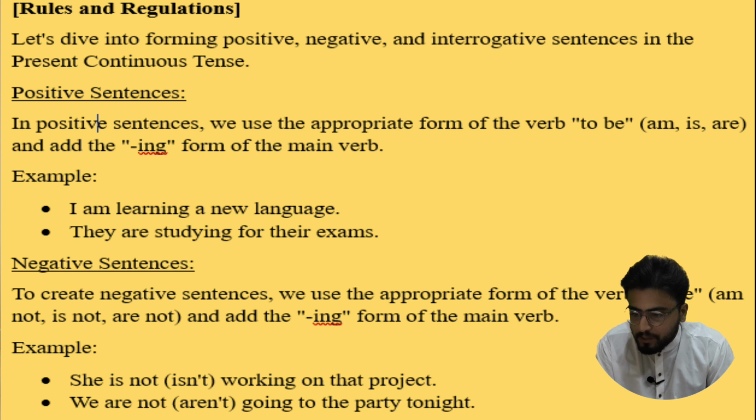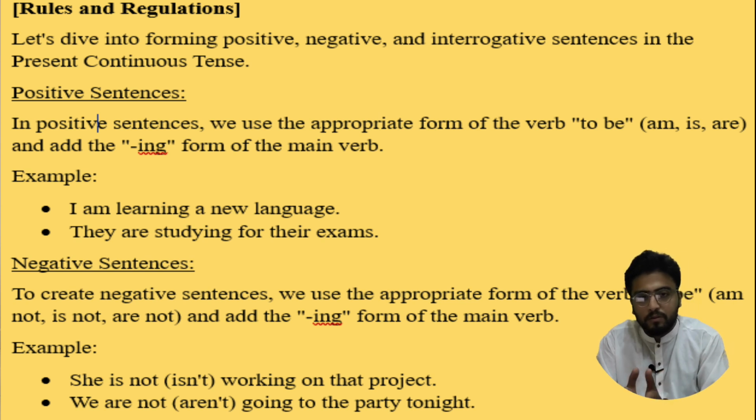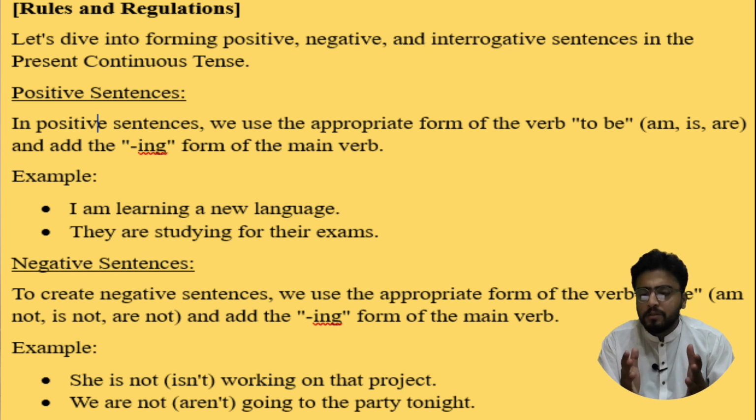Have a look at negative sentences. It is telling that to create negative sentences, we use the appropriate form of the verb to be again, and that is what? With is, am, and are, we use is not, am not, are not. And we add the same ing form of the main verb. Very easy. She is not working on that project, or she isn't. Contracted form is used in the example. You can see we are not going to the party tonight, we aren't going to the party tonight.